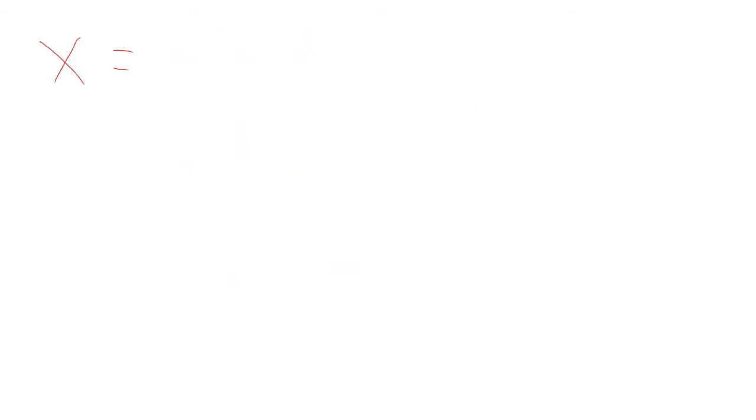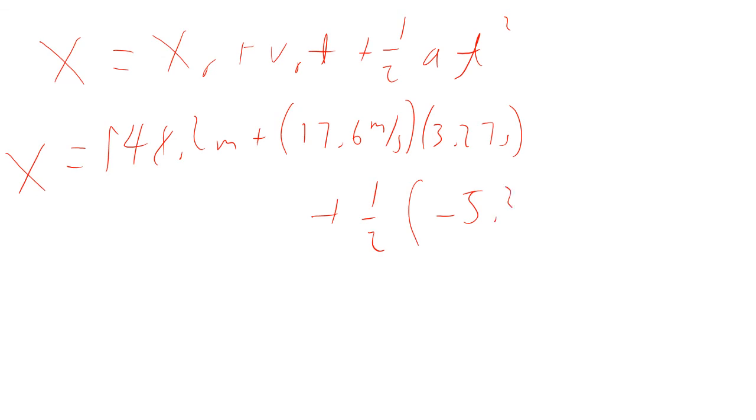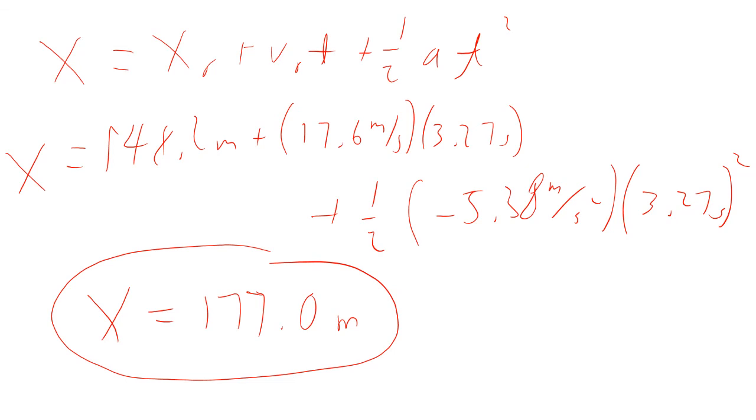So now we can plug all that into our equation. So this is now going to be 148.2 meters plus 17.6 meters per second times 3.27 seconds plus 1/2 times the negative 5.38 meter per second squared times the 3.27 seconds squared. And so x is now going to be equal to a grand total of 177 meters. Okay. So great.